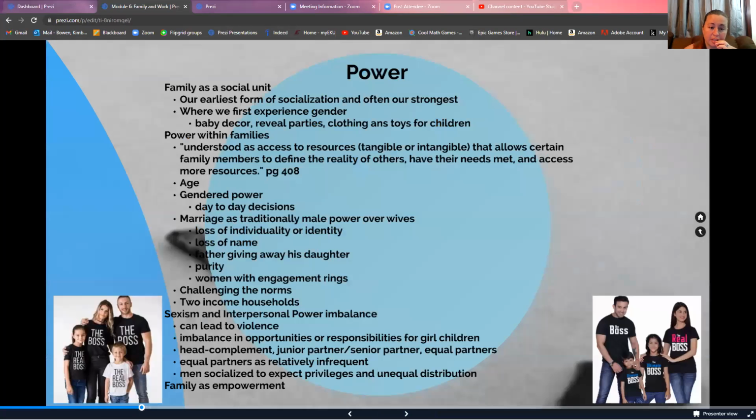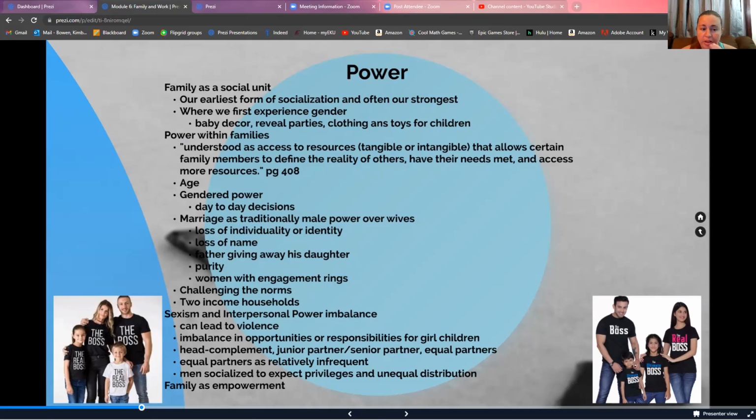So when we're talking about families as a social unit, the family is our earliest form of socialization, and it's often the strongest, and it stays influential in our lives in a lot of ways for the majority of people throughout the entirety of their life. And that's a big deal. It's how we get our first ideas. It's the ideas that we want to push up against. It's the ways in which we learn the world and we see the world. It was essentially the social bubble that we first learned in, right?